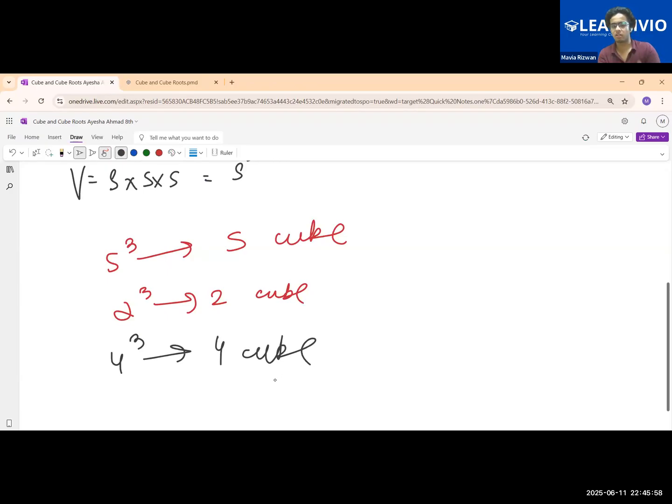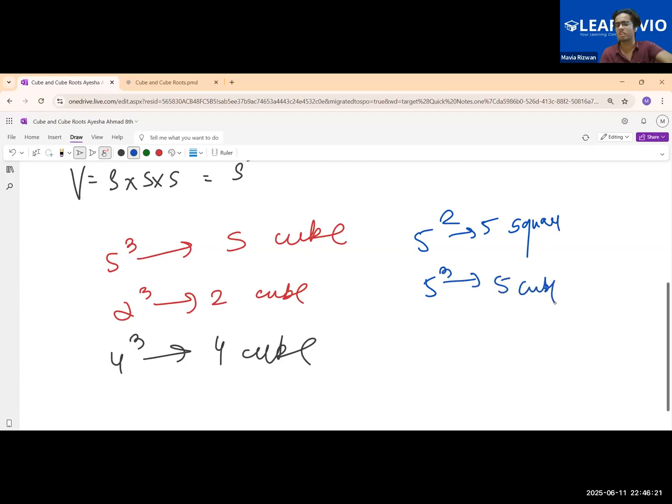Wait, sir. Can you explain this again? Sure, Aisha, this is very easy. You're just thinking of it as very big. Aisha, 5 raised to the power 2, can we call that 5 square? Oh, okay, I understood. 5 raised to the power 2, we call 5 square. Similarly, 5 raised to the power 3, we call 5 cube.